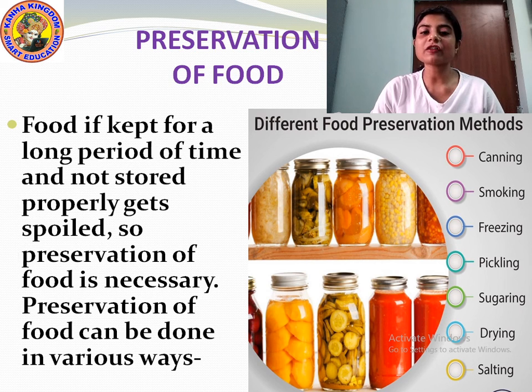There are different methods of preservation of food. You can see the methods in the slide, like canning, smoking, freezing, pickling, sugaring, drying, bottling, etc. These are some methods by which you can preserve food. If you preserve food, we can prevent it from getting spoiled, and we can use that food later without wasting it. That is why we need to preserve our food.